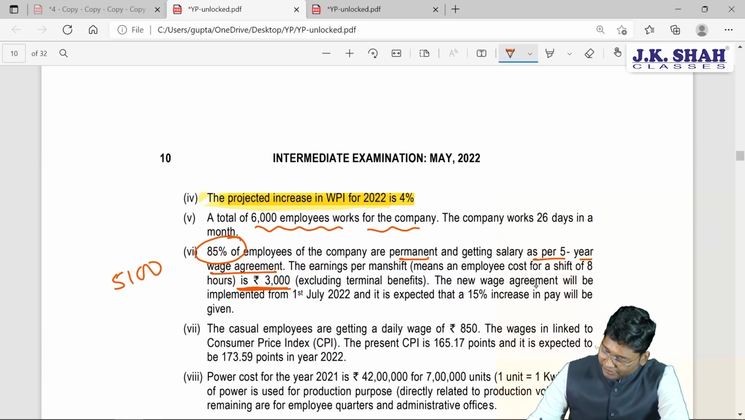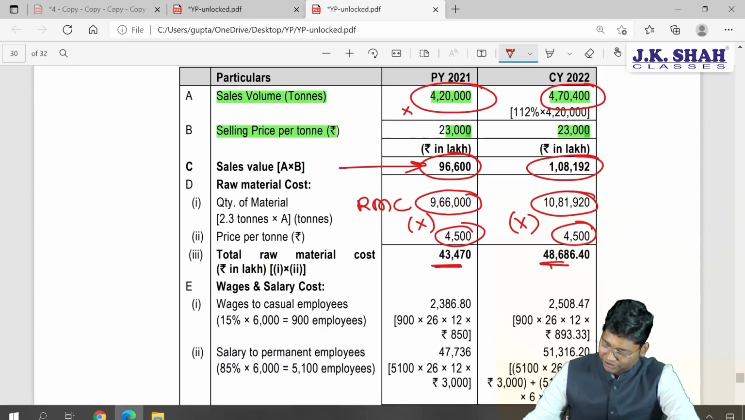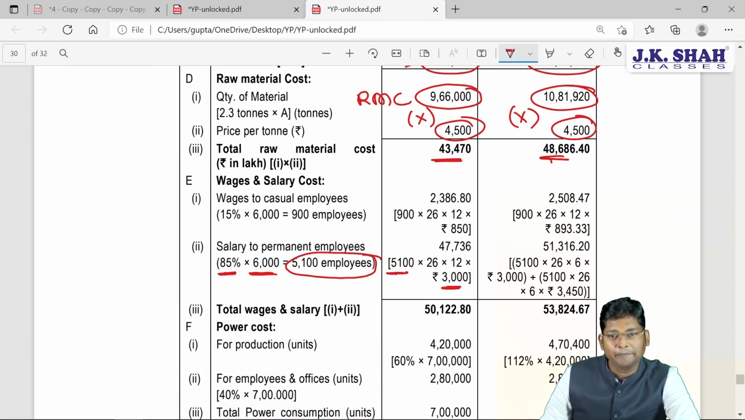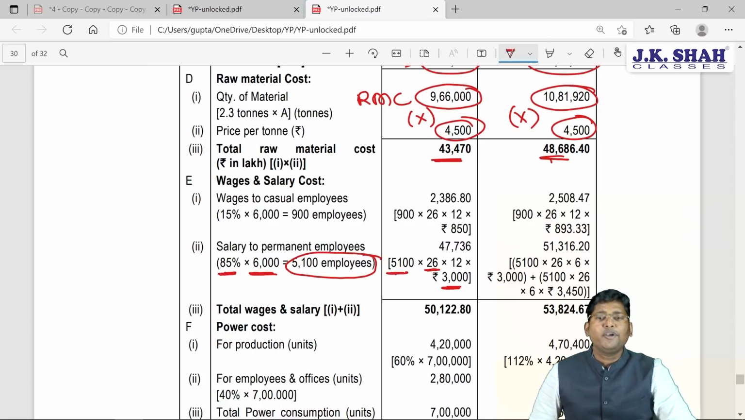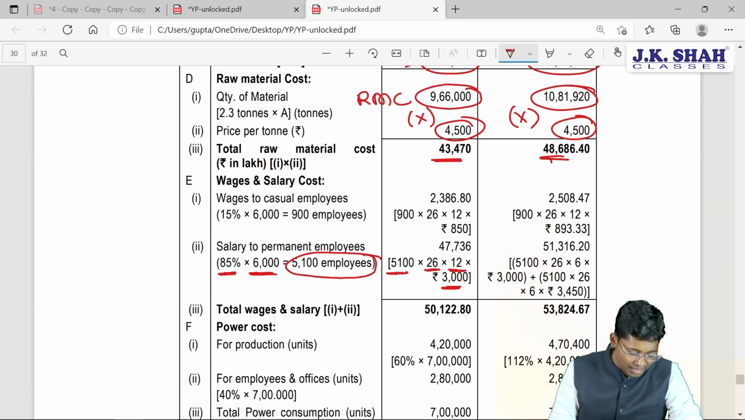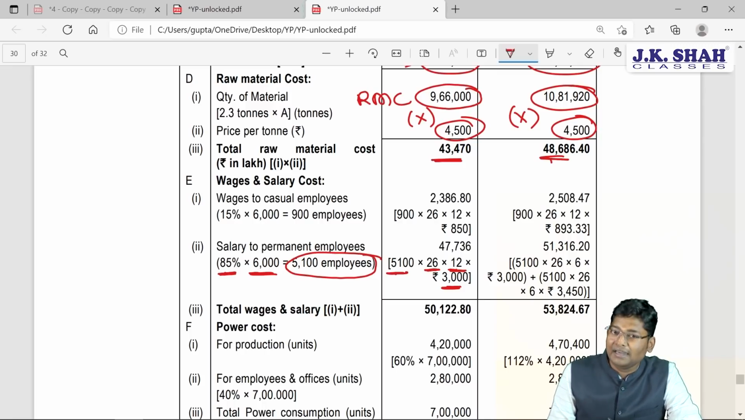Next point says the new wage agreement will be implemented from 1st July and it is expected that a 15% increase in pay will be given. So this particular information belongs to only 85% employees. So for 85% employees, meaning 5,100 employees, you are going to pay 3,000 rupees per day. Now these employees are going to work for 26 days in a month, and we are preparing a statement for a year. That's why we are further multiplying it by 12. Hope you are understanding this calculation. 5,100 employees are getting paid 3,000 rupees each. They will be working for 26 days. So I multiplied that amount by 26.